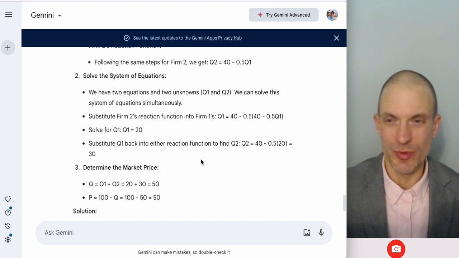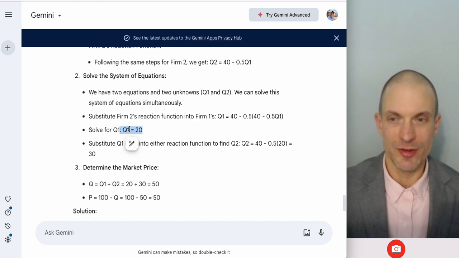And you can see that this doesn't work, right? So they've solved this thing. They said Q1 is 20. If Q1 is 20, when I plug this into firm 2's reaction curve, I should get the same number. So 40 minus 1/2 times 20. 20 times 1/2 is 10. 40 minus 10 is 30, which they got. But we have a problem because they're saying Q1 is 20 and Q2 is 30. So their work doesn't pan out. This isn't correct.